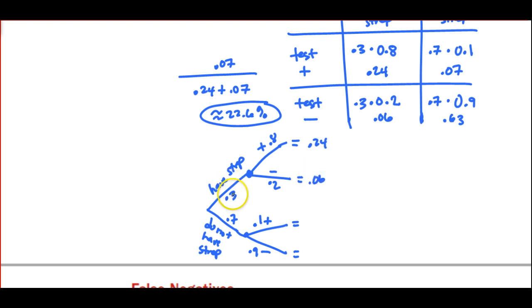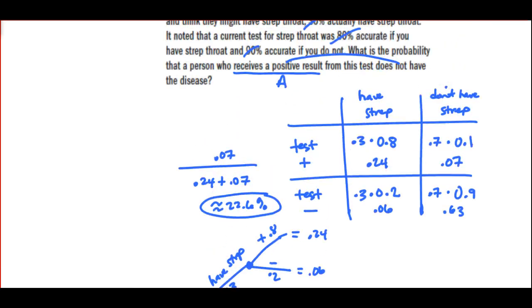So we're still multiplying 0.3 times 0.8 to get the 0.24, 0.3 again times 0.2 to get the 0.06, 0.7 times both of these to get our answers over here, 0.07 and 0.63. So now let's talk about where we would get our answers from. So we're still answering the same question, so let's go back and take a peek at it.